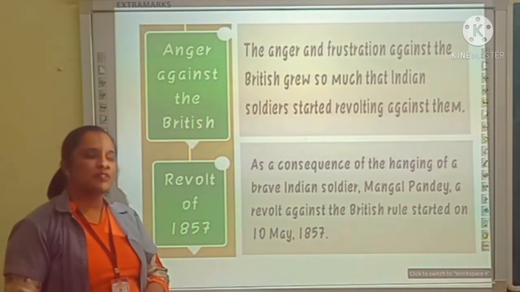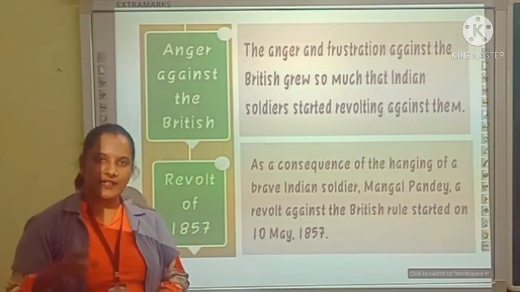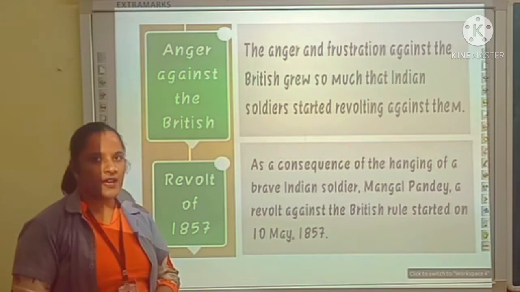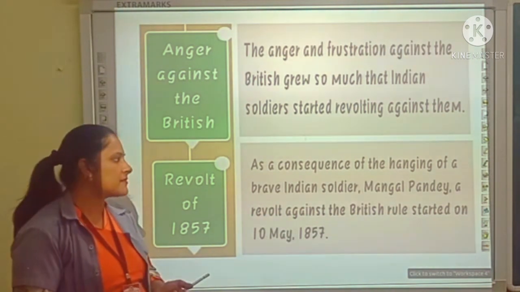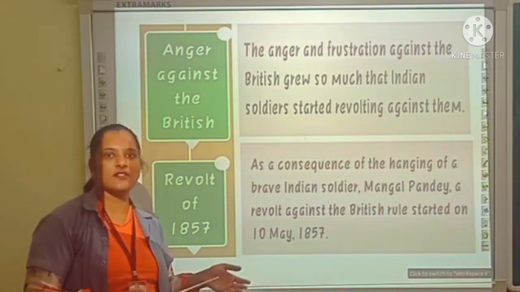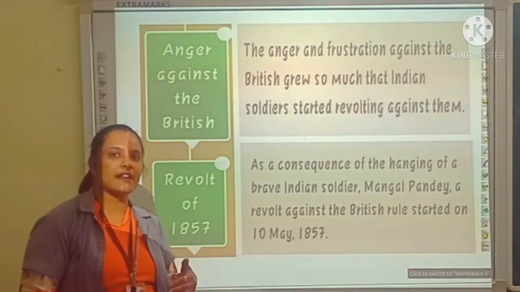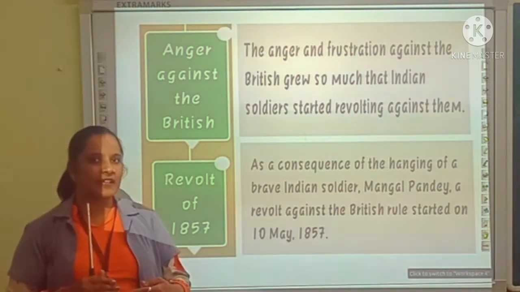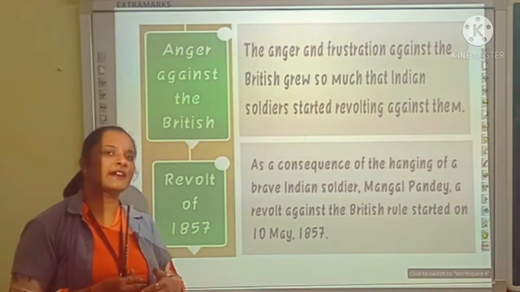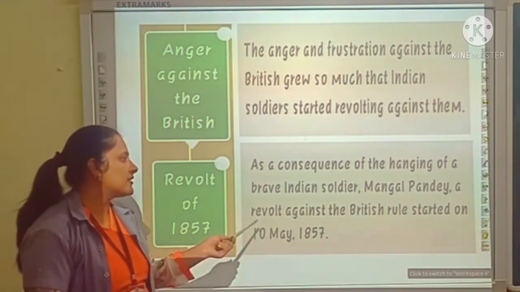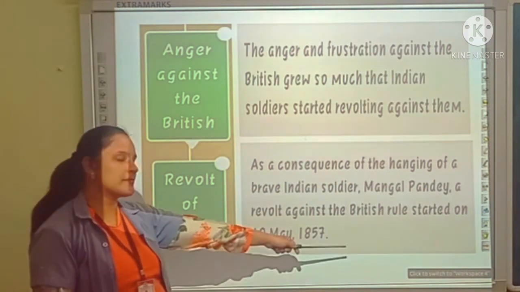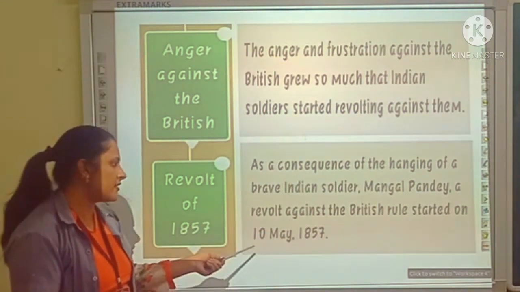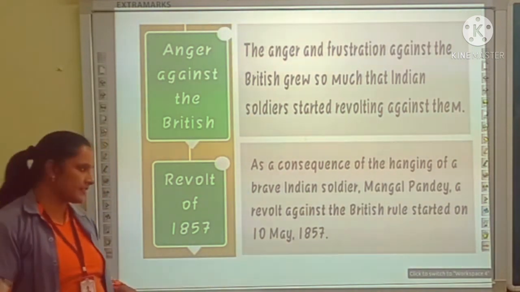Okay, so because of this incident, when Mangal Pandey attacked in Calcutta, he was sentenced to hanging. He accepted it, he was hanged also, and because of that the Indian people got even more angered, and this led to the revolt against the British, which started on 10th May 1857.